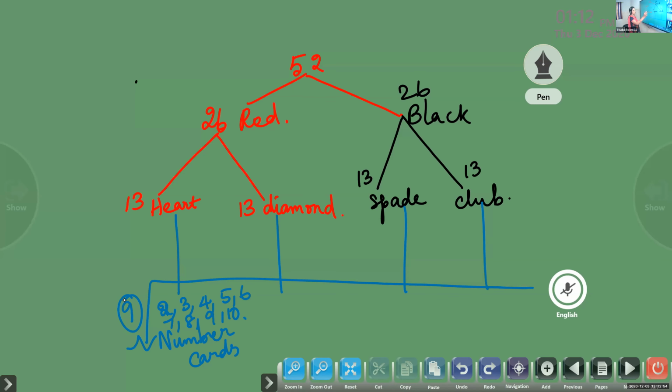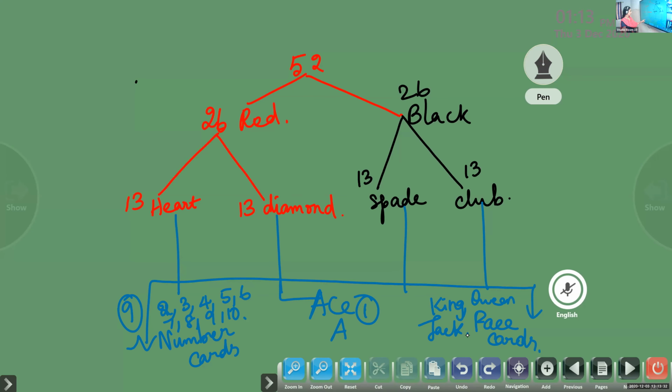Out of this 13 cards, 9 are number cards. Then ace, the card with A. You will get 1 ace of hearts, 1 in diamonds, 1 in spades, and 1 in clubs. And the next one is face cards. What is under face cards? King, queen, and jack are the face cards.